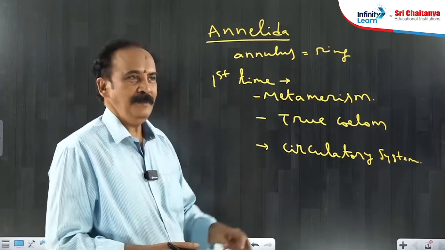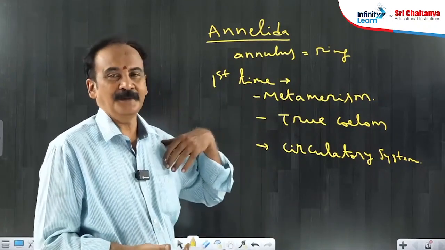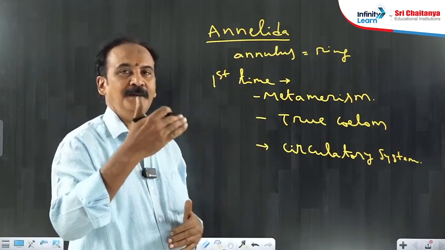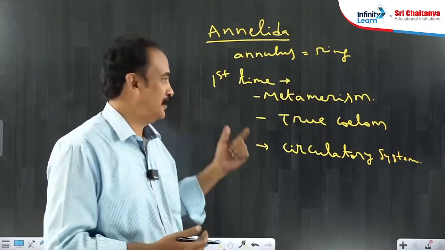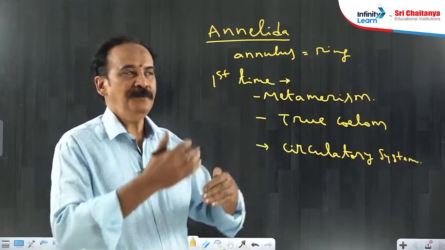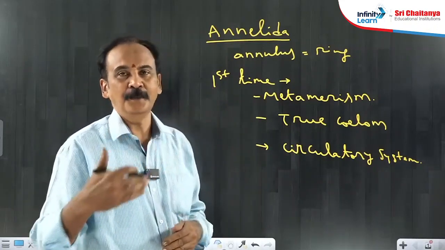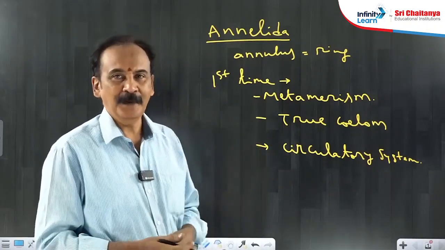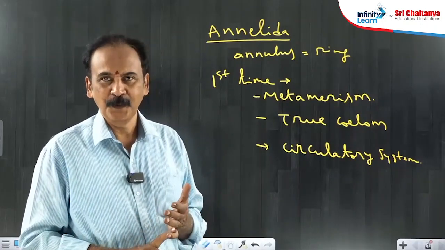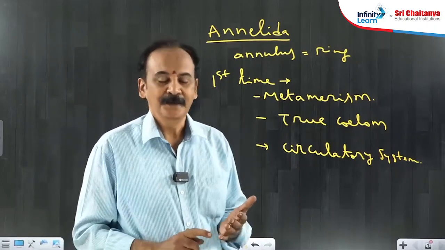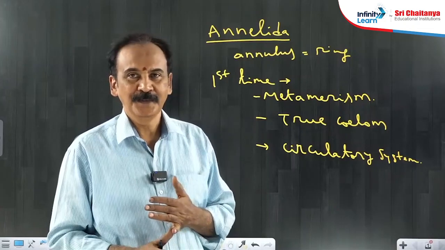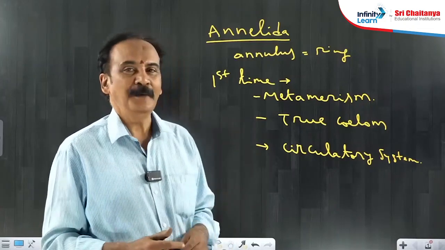Now, what do you understand by metamerism? Metamerism means the linear repetition of some of the internal organs in the different segments of the body. That is there in only three phyla: one is Annelida, second is Arthropoda, and the third is Chordata. These three phyla show metamerism.